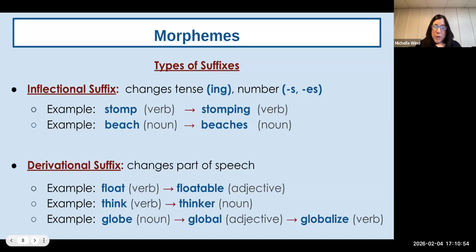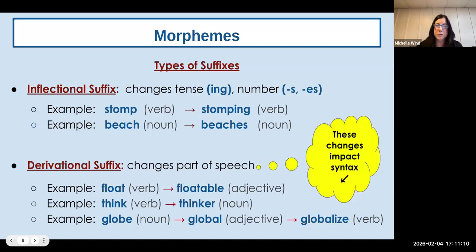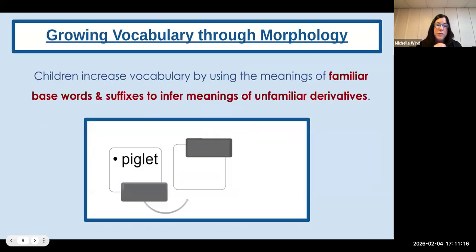A verb stays a verb and a noun would stay a noun. But with derivational, it could change the part of speech. So float is a verb, but something that is floatable is an adjective. And that can cause a lot of confusion for students when they're reading complex text. And they are going to impact syntax, as we'll show you in the next part of this presentation.